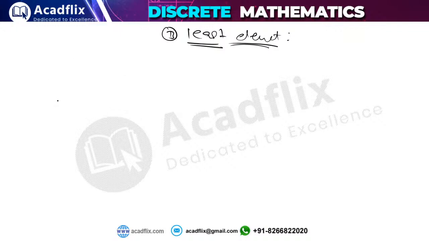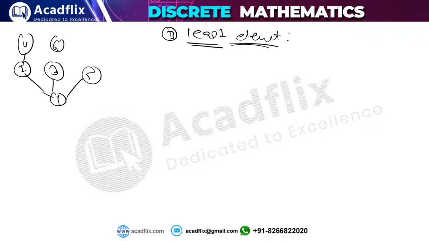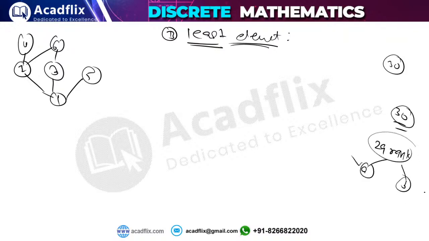For example, this is our diagram: 2, 3, 5, and then we have 4, and then we have 6. So what is the least element? It means you are uniquely in the bottom level. Let's assume in a class of 30 students, you are the 30th student, alone at the last rank, so you are the least element. But let's assume on the 29th rank there are 2 students, you and your friend.